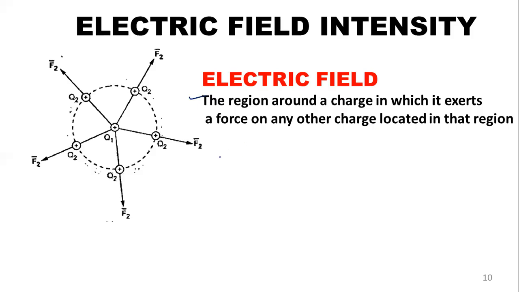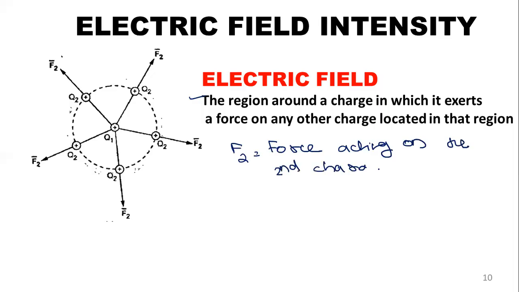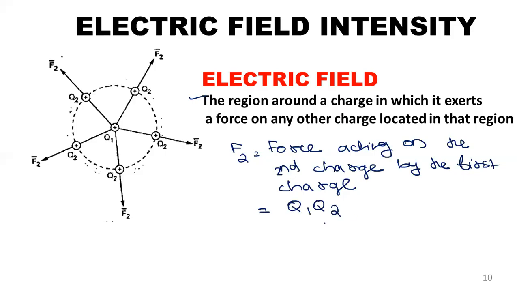So we'll write an equation for the force. We already wrote it. F2 is equal to the force acting on the second charge by the first charge. So you know by Coulomb's law the equation will be F2 is equal to Q1 Q2 divided by 4 pi epsilon 0 into R12 the whole square into A12.